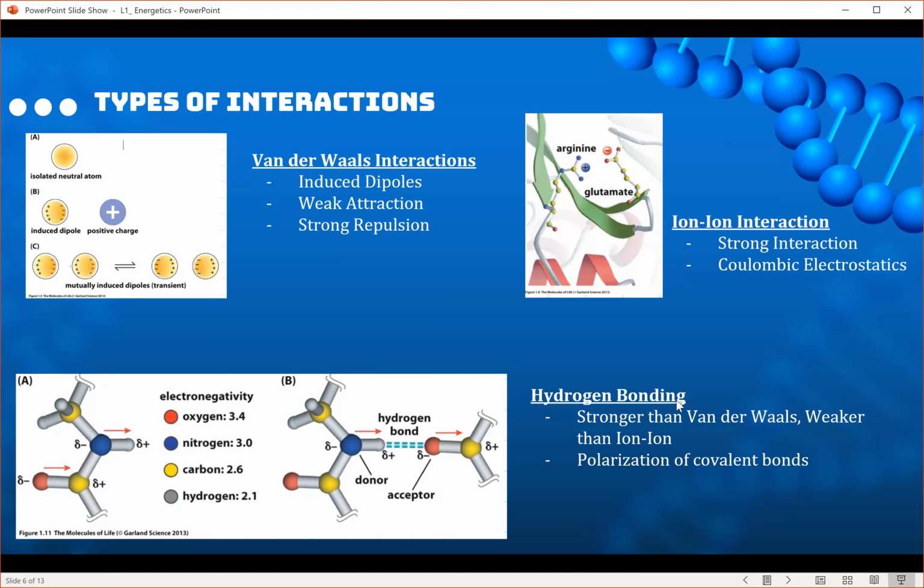Hydrogen bonding, on the other hand, is stronger than van der Waals, but weaker than ion-ion. And this is due to the polarization of covalent bonds. And we could use the Pauling scale for electronegativity to figure out partial negatives and partial positives. How I like to see this is that electronegativity is like how much you want electrons, how much you want to pull electron density closer to you. And we'll see that oxygen is rather electronegative, meaning it will want to pull electrons toward it. So it's going to have this partial negative charge, exposing this hydrogen here with a partial positive.